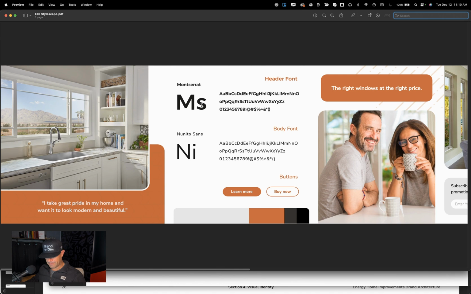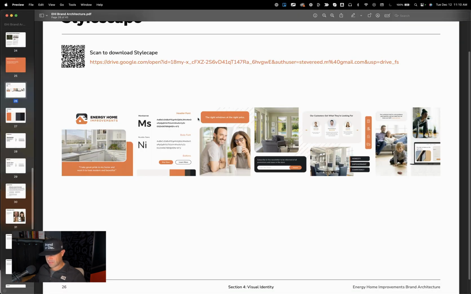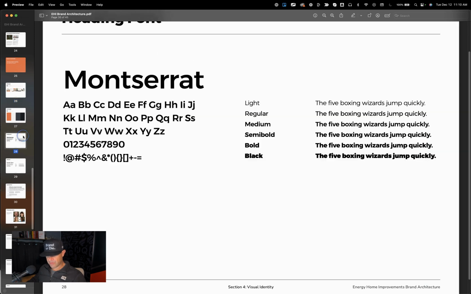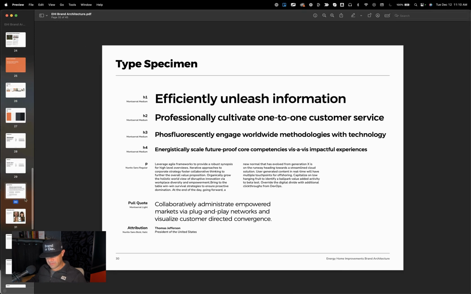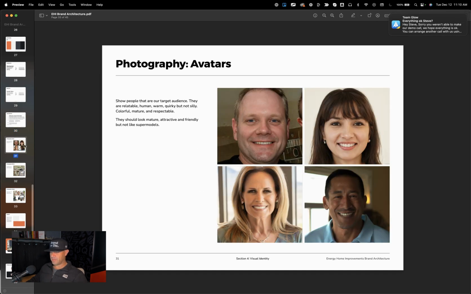There's a lot of little things going on here. Let's come back to our document. So we have our Stylescape, which is very important. We have our fonts that we're using, and then we have a type specimen, and then we have some details about the avatars that we're using, the type of people that we want to display.